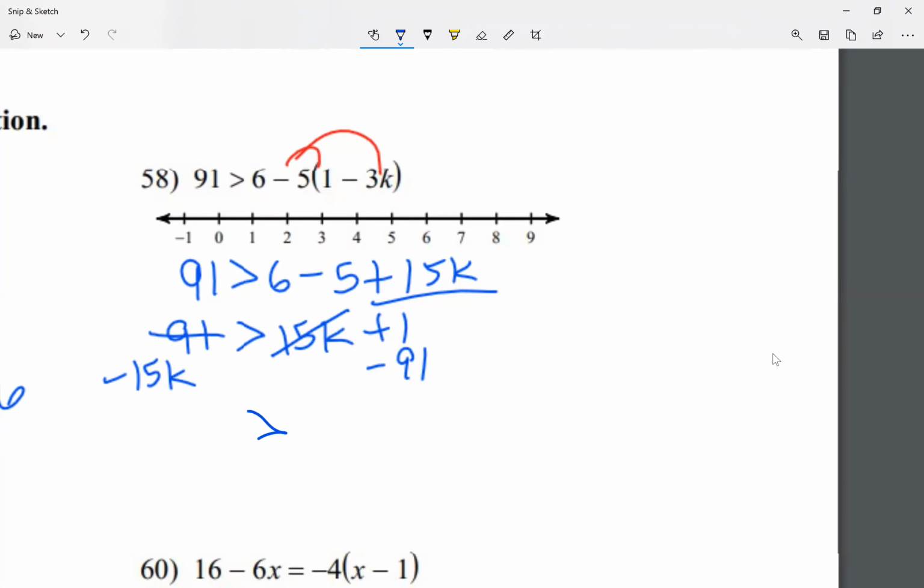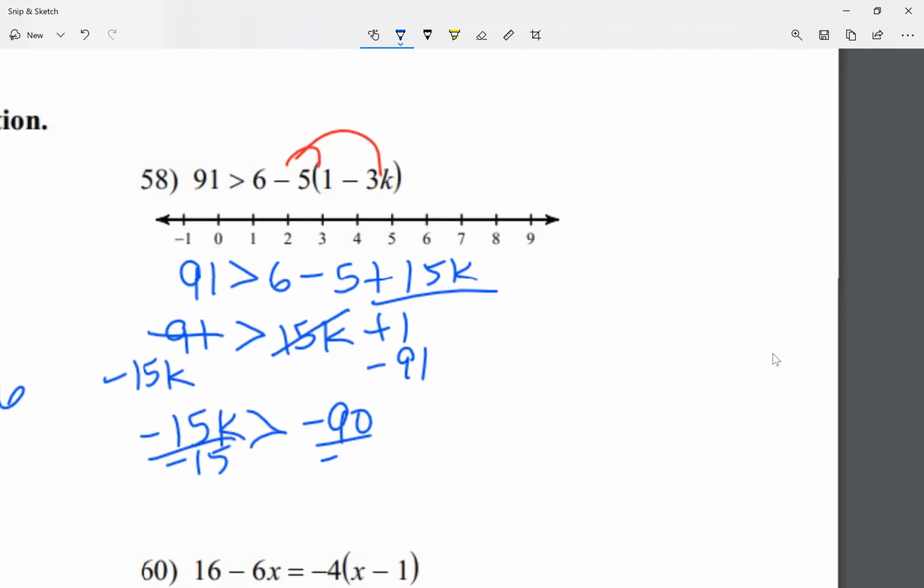So there's my inequality sign. So I have negative 15k is greater than negative 90. Let me divide by a negative 15. Because I'm dividing by a negative, my inequality sign is going to flip. Now, negative divided by negative is positive. 90 divided by 15 is 6. So in this case, it's an open circle at 6, and it goes to the left.